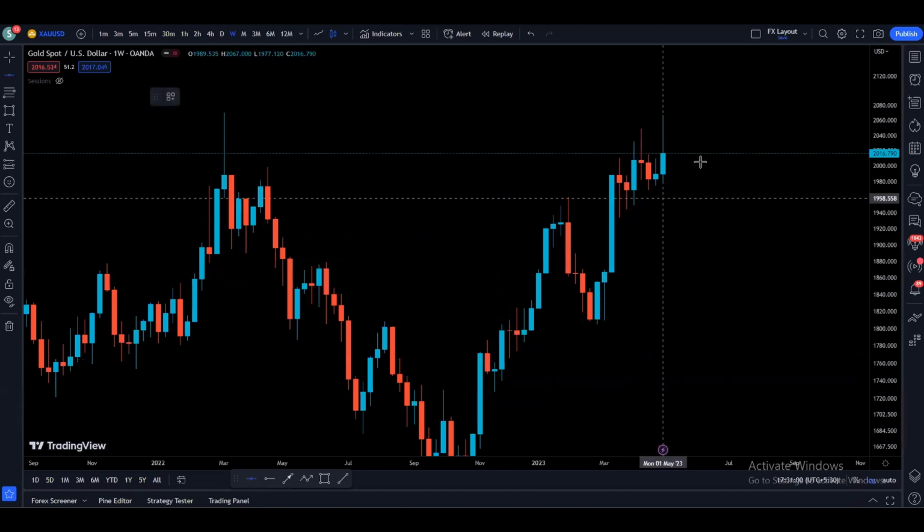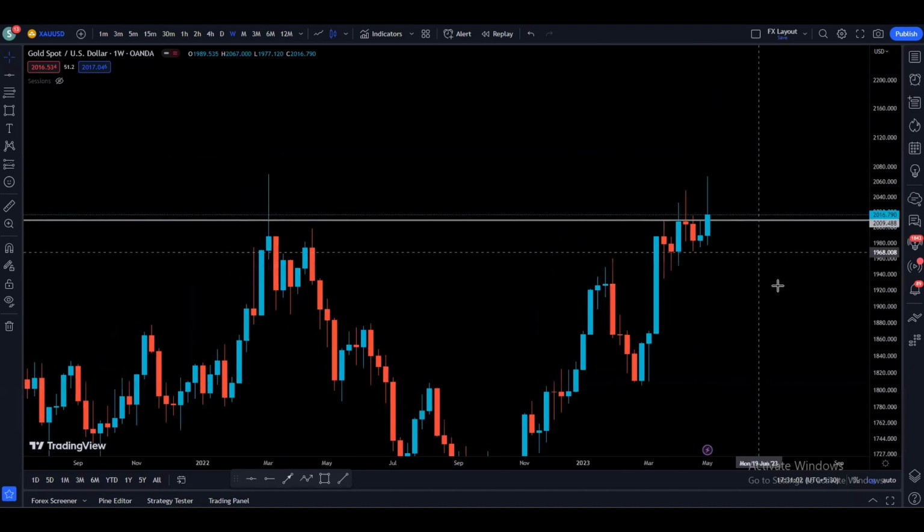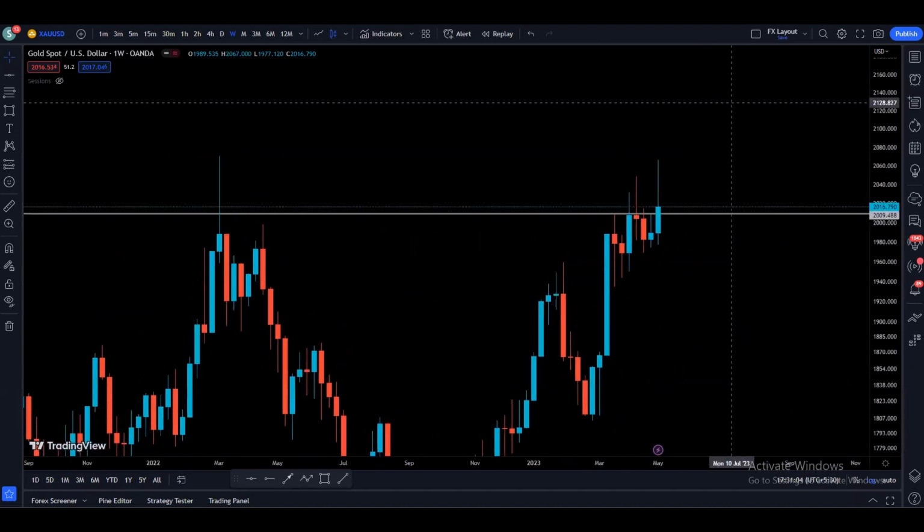Also, we can see that we had this resistance, and the last weekly candle closed bullish above this resistance. So if the next weekly candle respects the low of the previous candle, then there is a pretty high probability price is going to fill the wick on the left-hand side. So now let's go to the daily time frame to see more details.